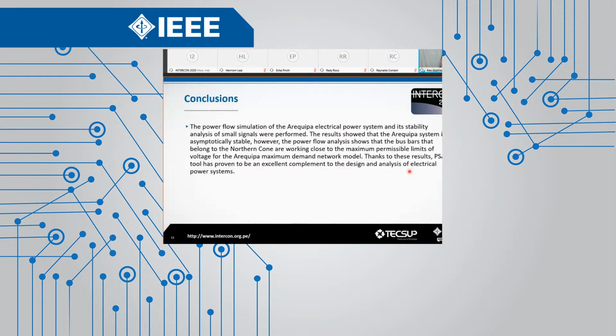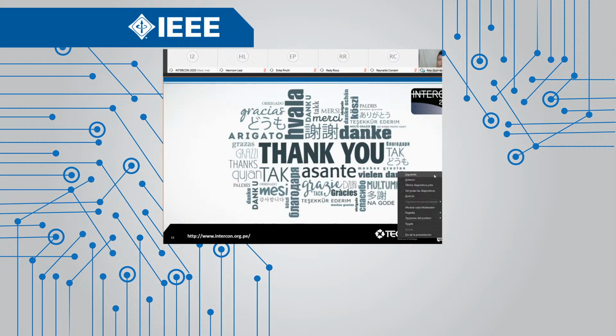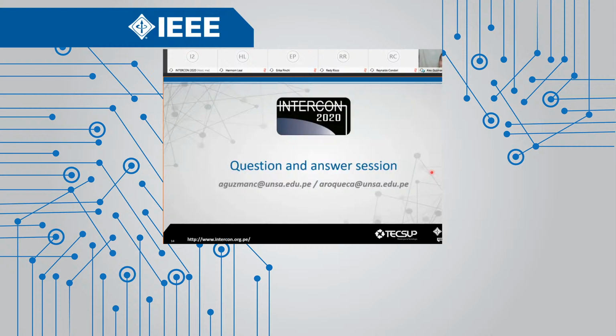Another conclusion is about the 3 particular values that you see in the last picture. If you check deeply, these 3 particular values are from INTERCON bus bars. So it means that the INTERCON bus bar works close to the limits of voltage. Thanks to these results, the PSAT tool has proven to be an excellent complement to the design and analysis of electrical power systems. Thank you, and we can start with the question and answer session.